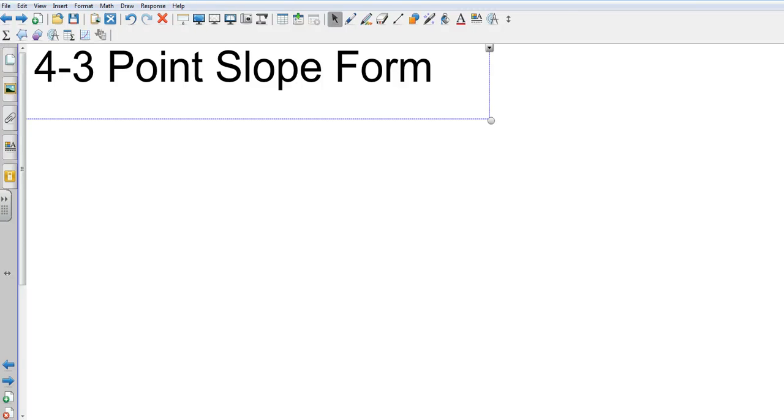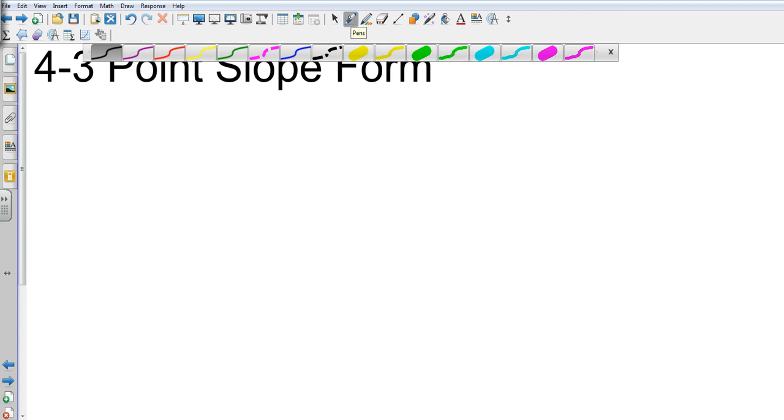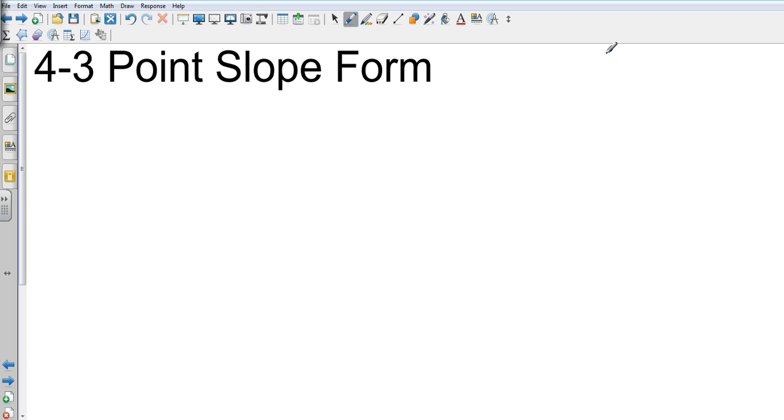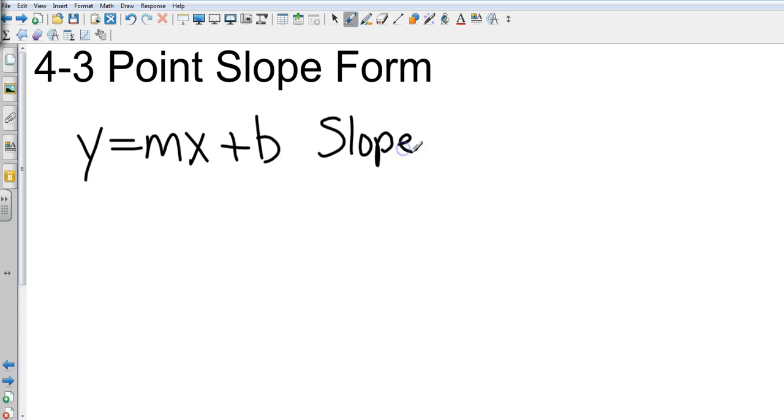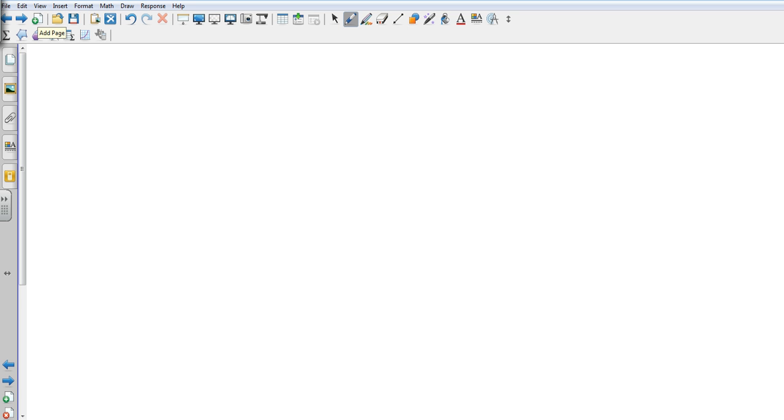Okay, Algebra 1, 4-3, point slope form. Yesterday we talked about the slope intercept form, which was y equals mx plus b. So that was slope intercept. Today we're going to talk about a different one. I shouldn't say completely different, it's going to be similar but different. So let's take a look at point slope.